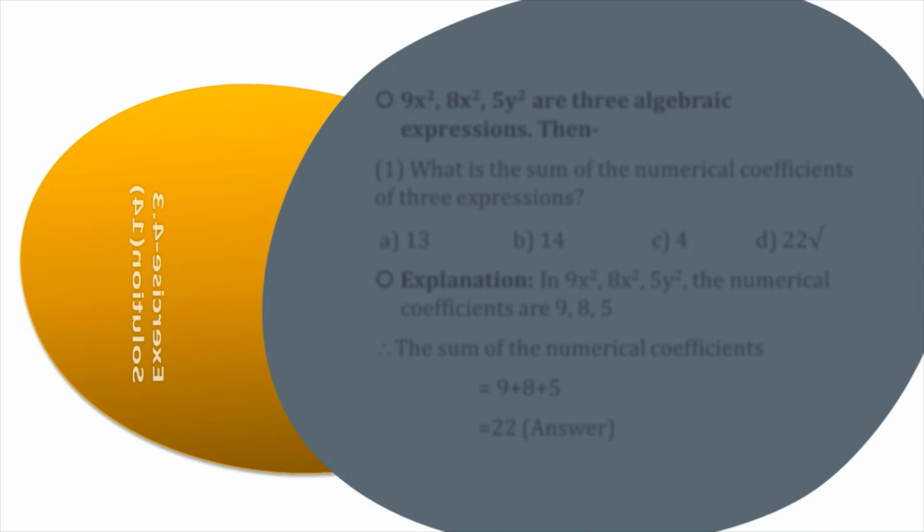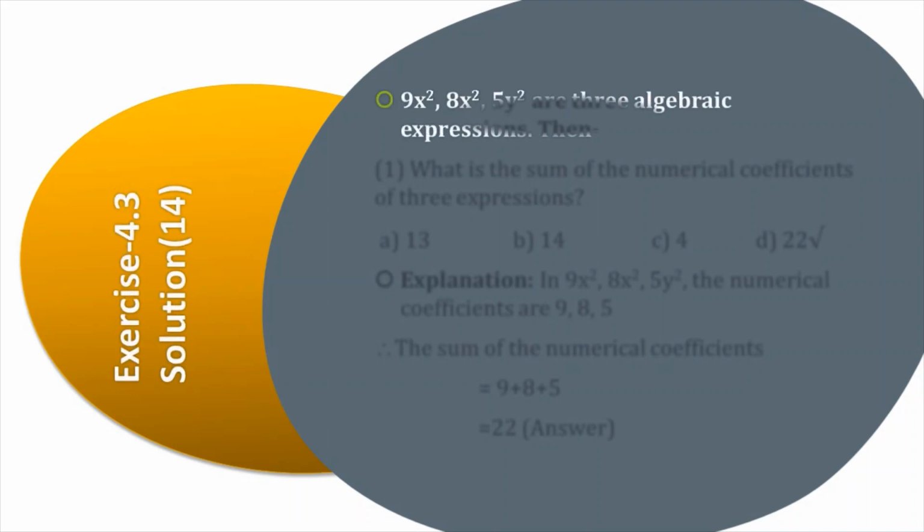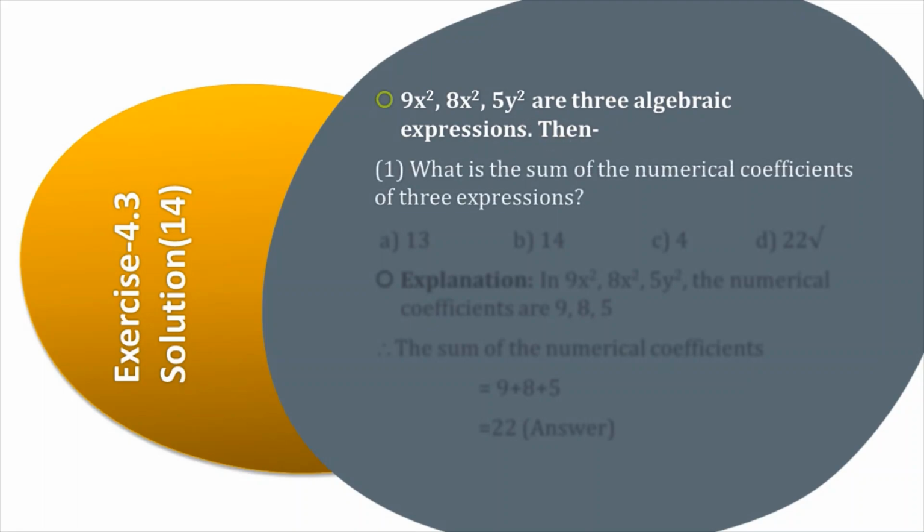Now question number 14. 9x², 8x², 5y² are three algebraic expressions. Then, what is the sum of the numerical coefficients of the three expressions? The answer will be, my dear, 22, that is the tick mark.